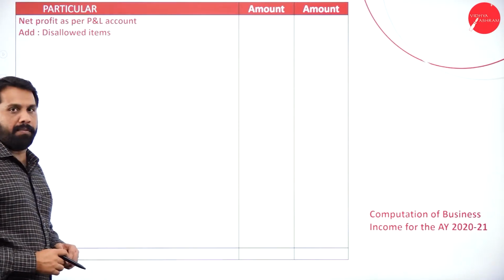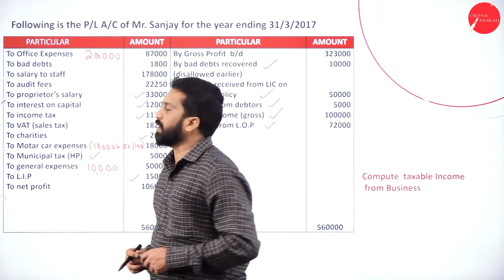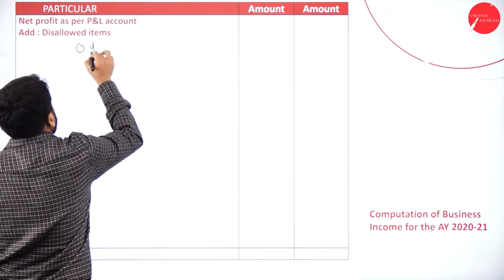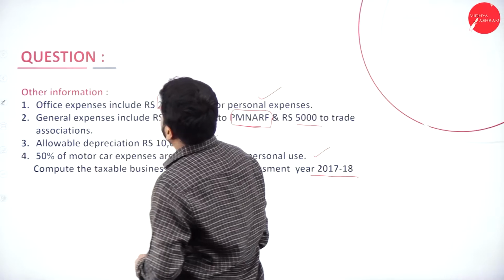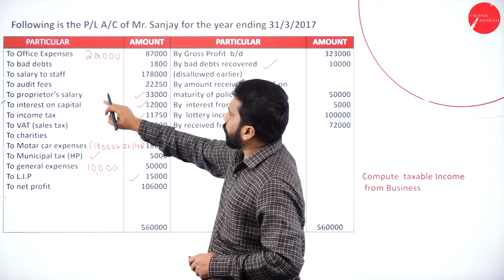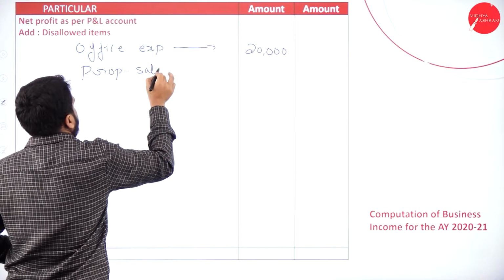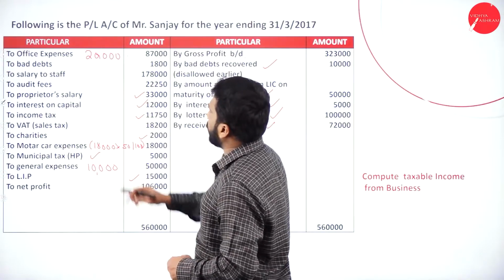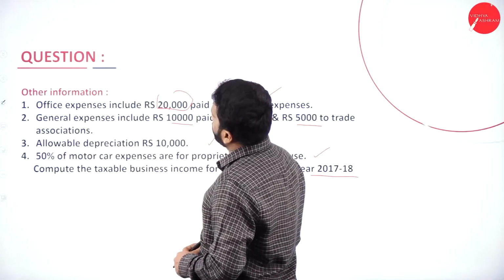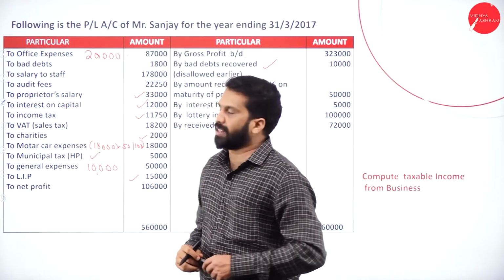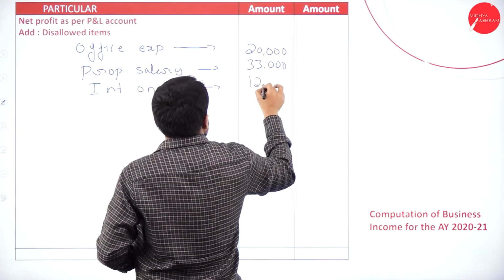Under disallowed items, what we have is, first one, office expenses 20,000. Next, after office expenses, we have proprietor's salary. How much do we have? Proprietor's salary we have around 33,000. Next, after proprietor's salary, we have interest on capital, 12,000.